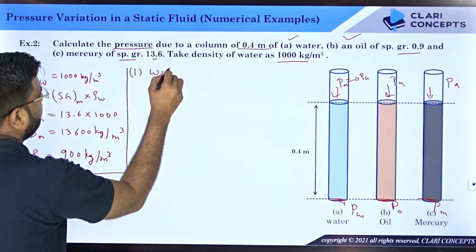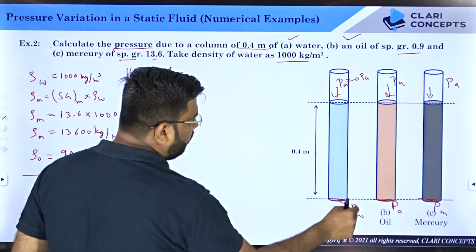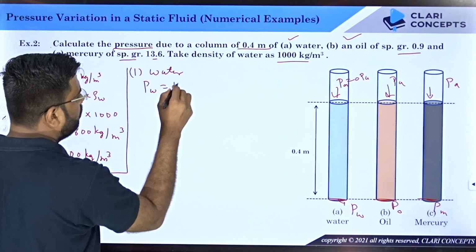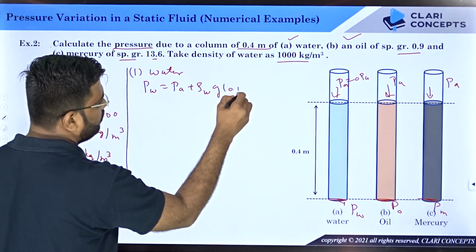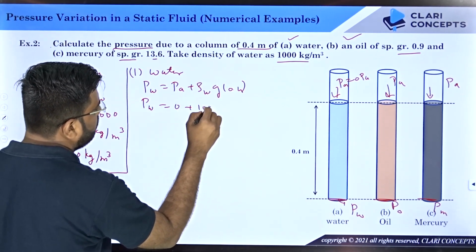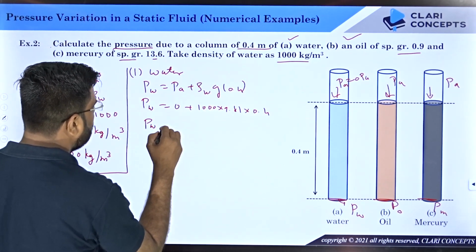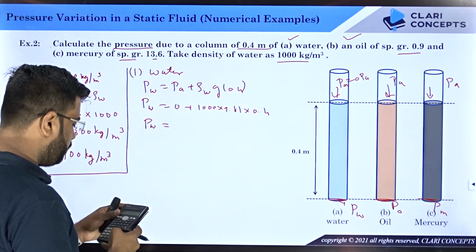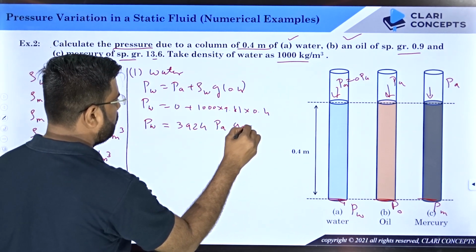Use the hydrostatic law in all of them. Firstly, for the water column, the pressure at the lower altitude point PW will be equal to the pressure at the higher altitude point PA plus rho g h. So PW equals PA plus rho of water, g and h, where h is 0.4 meters. Put the values: PW is equal to 0 Pascal plus 1000 into 9.81 into 0.4. You will get 3924 Pascal gauge.